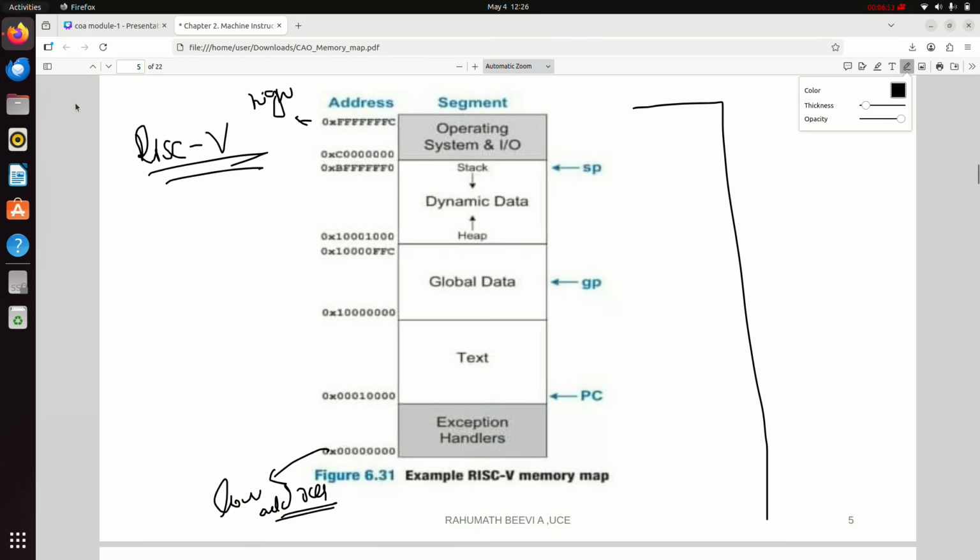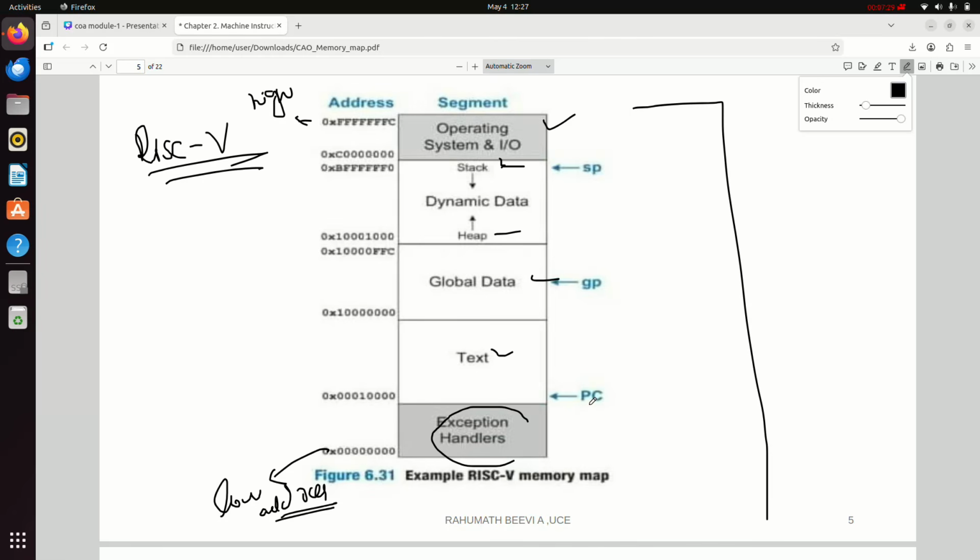So first we have the operating system and IO, which is at the high address. Then we have the stack and heap part, and the space between them for growing and shrinking. Then the global data part, the text part, and last we have the exception handlers. So you have to learn this diagram. This is how the memory is organized in our RISC-V processor. Understood?